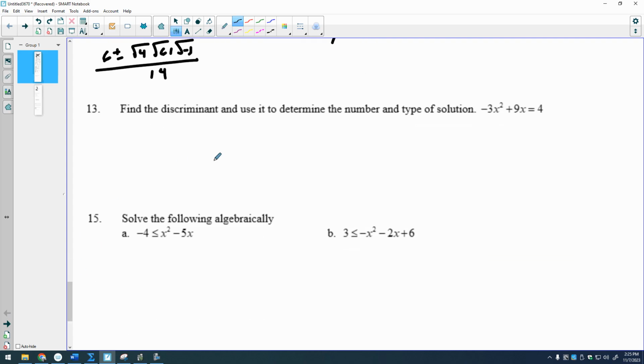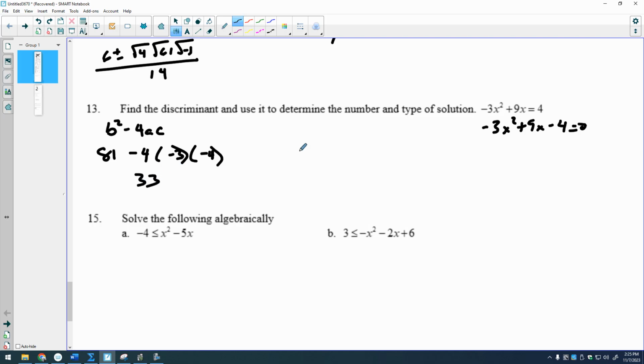For 13, find the discriminant. So remember, it's just b squared minus 4ac, like I said, with the equation equal to 0. So negative 3x squared plus 9x minus 4 equals 0. So my discriminant is b squared minus 4ac. B squared is 81. Minus 4 times a, which is a negative 3, times c, which is a negative 4. Working this out, I get 81 minus 48, a positive 33. So there are two real solutions.